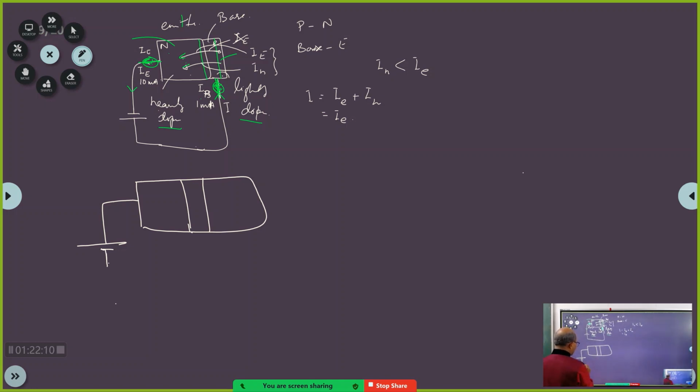So when I forward bias this, that is, I am using an NPN transistor, and I am going to forward bias this.